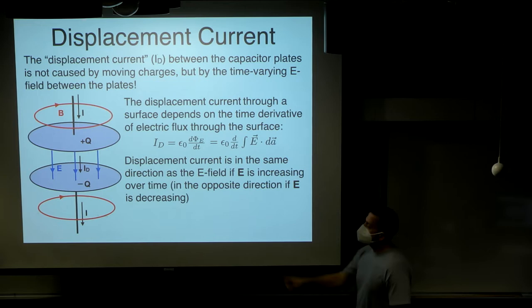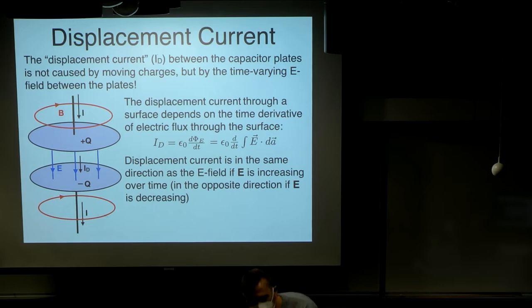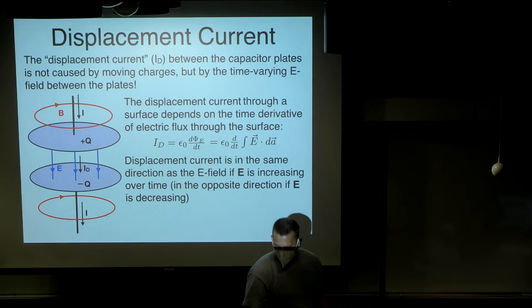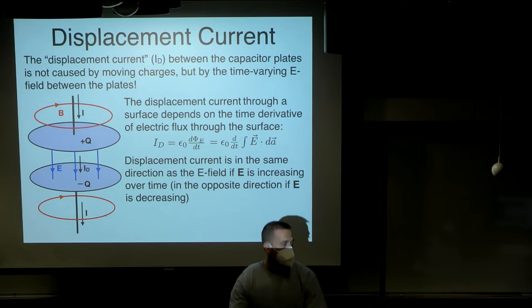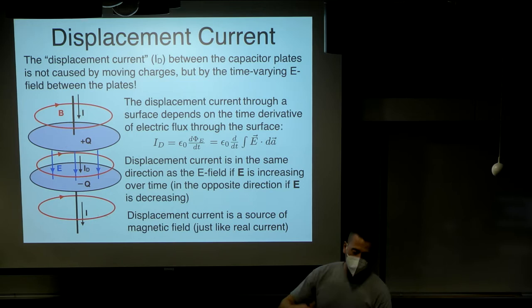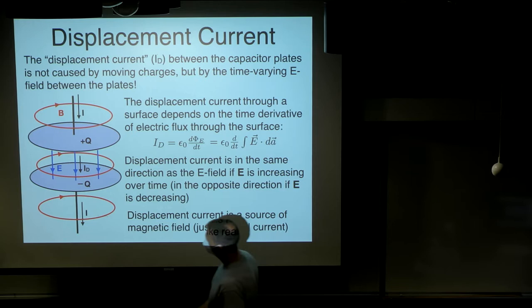So if you have a surface with an E field going through it, and the strength of that E field is increasing over time, then the displacement current is just going exactly with the E field, okay? If the E field is decreasing over time, then the displacement current is just in the opposite direction as the E field. So it's a pretty simple rule to remember just which way the displacement current is going. Now, real current, actual moving charges, what do they do? They create a B field, right? We showed that already. If I have current going through this wire, there's a B field looping around it.